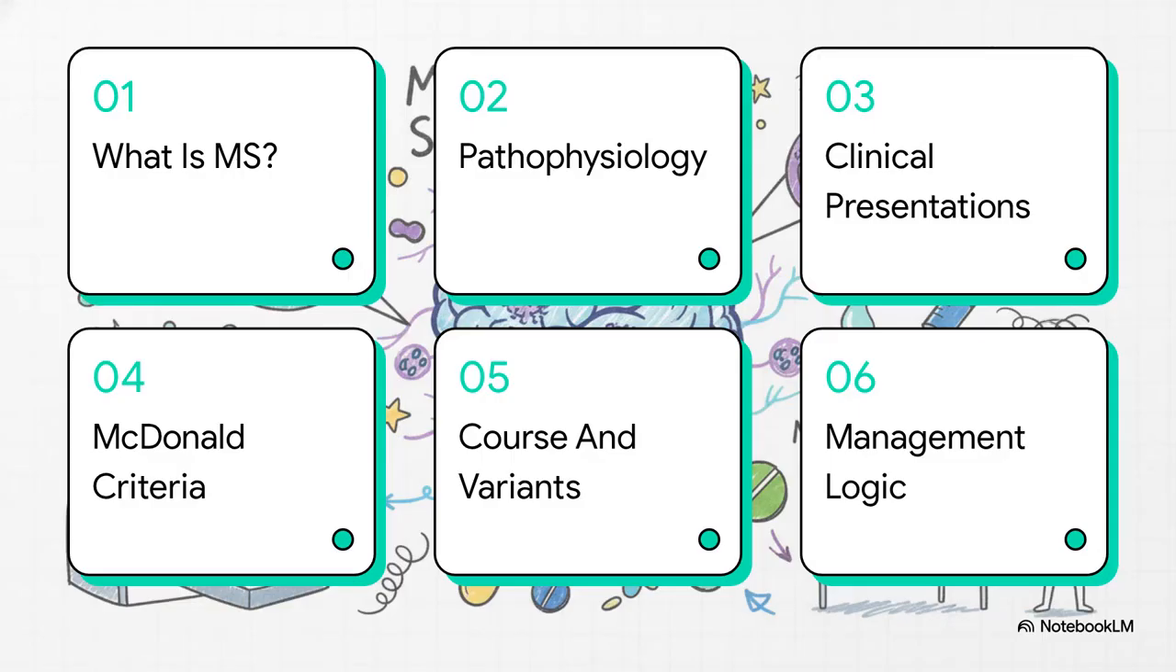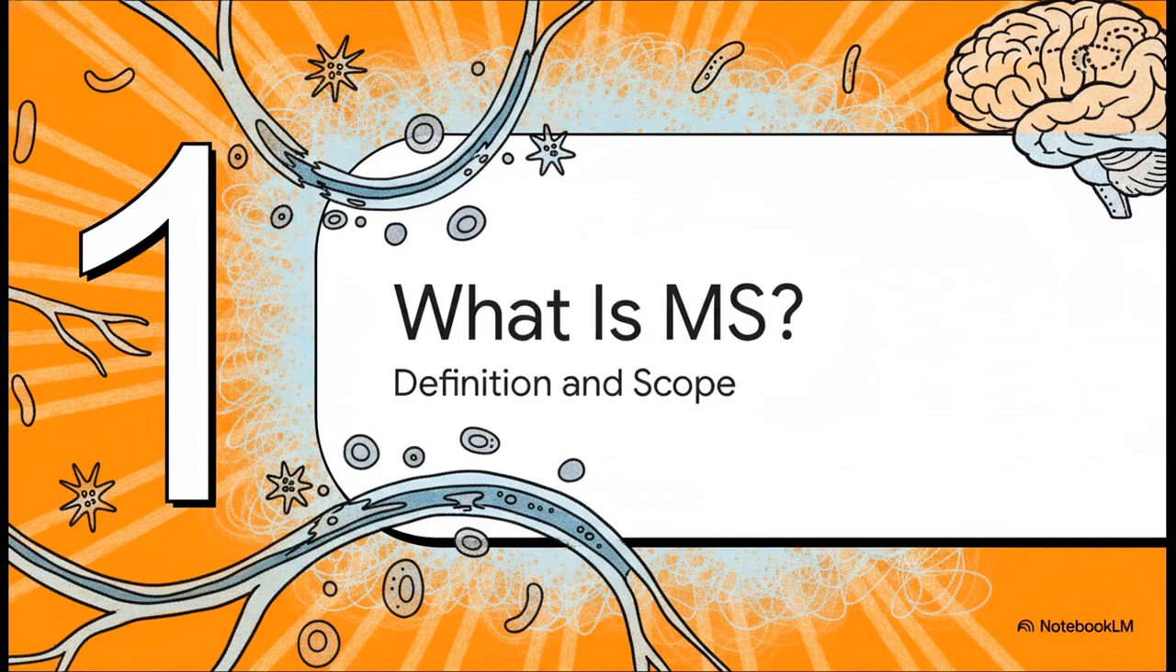Here is our syllabus for today's explainer. What is MS, pathophysiology and demyelination, high-yield clinical presentations, diagnosis and the McDonald criteria, disease course, and we'll wrap up with management and escalation logic. Starting right off with Section 1.